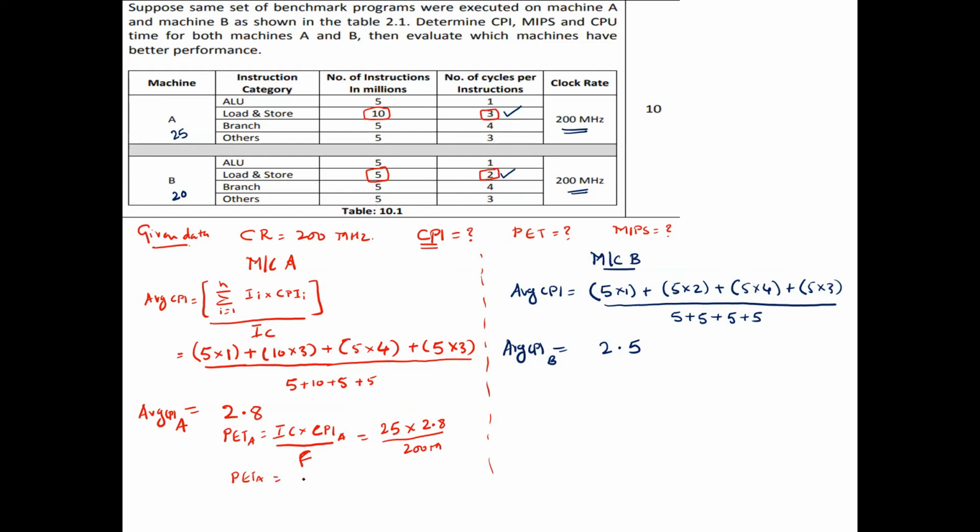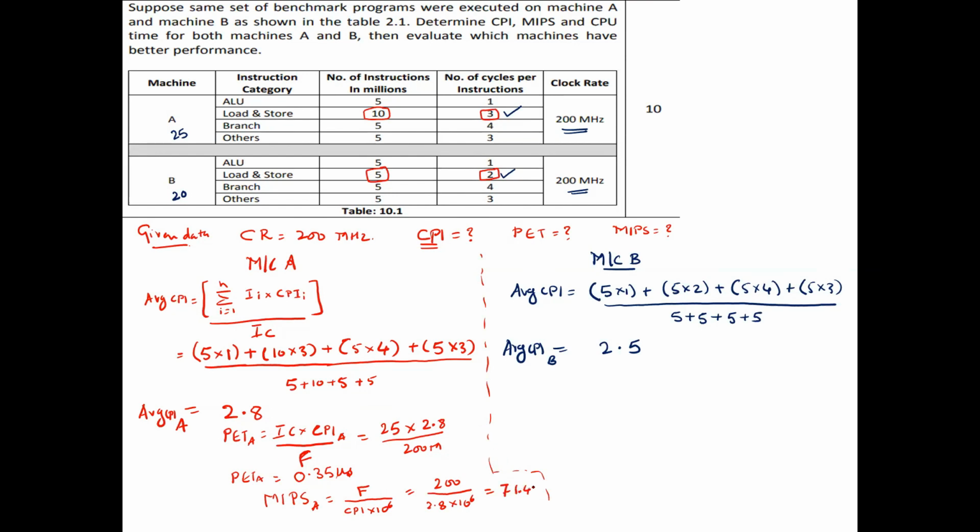0.35 microseconds. Okay. Similarly, we can determine what? MIPS for machine A. Now what is MIPS for machine A? It is given by frequency divided by, what is the formula? Average CPI multiplied by 10 raised to 6. Substitute 200 divided by average CPI is 2.8 multiplied by 10 raised to 6. What is the value? MIPS? 71.42.